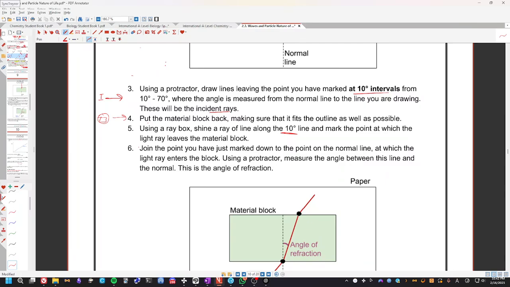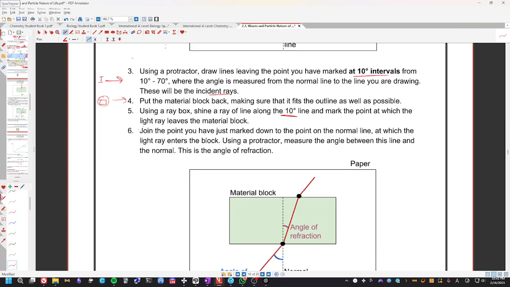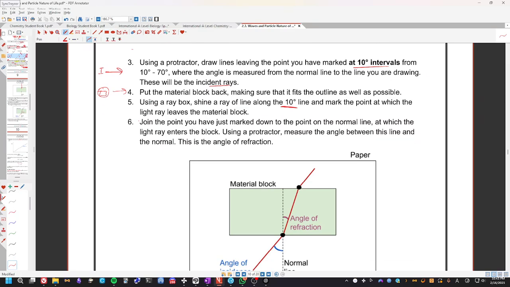Join the point you have marked down to the point on the normal at which light enters the block.